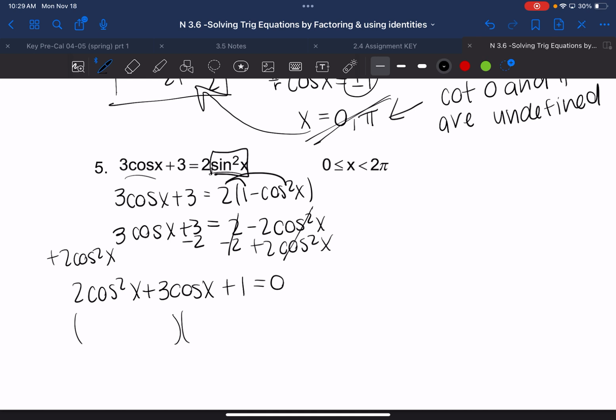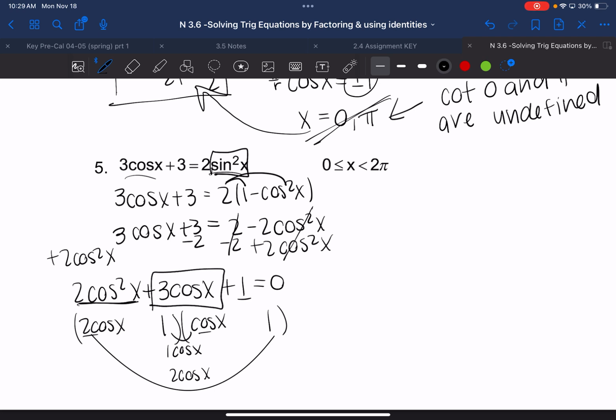So I make my factors. Remember, whatever I put here and here comes from this first term. So what multiplies to give us 2 cosine squared? Good. And what multiplies to give us 1? 1 and 1. So we check inside. 1 times cosine is 1 cosine. We check outside. 2 cosine times 1 is 2 cosine. Check that middle term, and we're supposed to add and get what? 3 cosine. So what would I need my signs to be? Right. I need them both to be positives, so we get a total of 3.